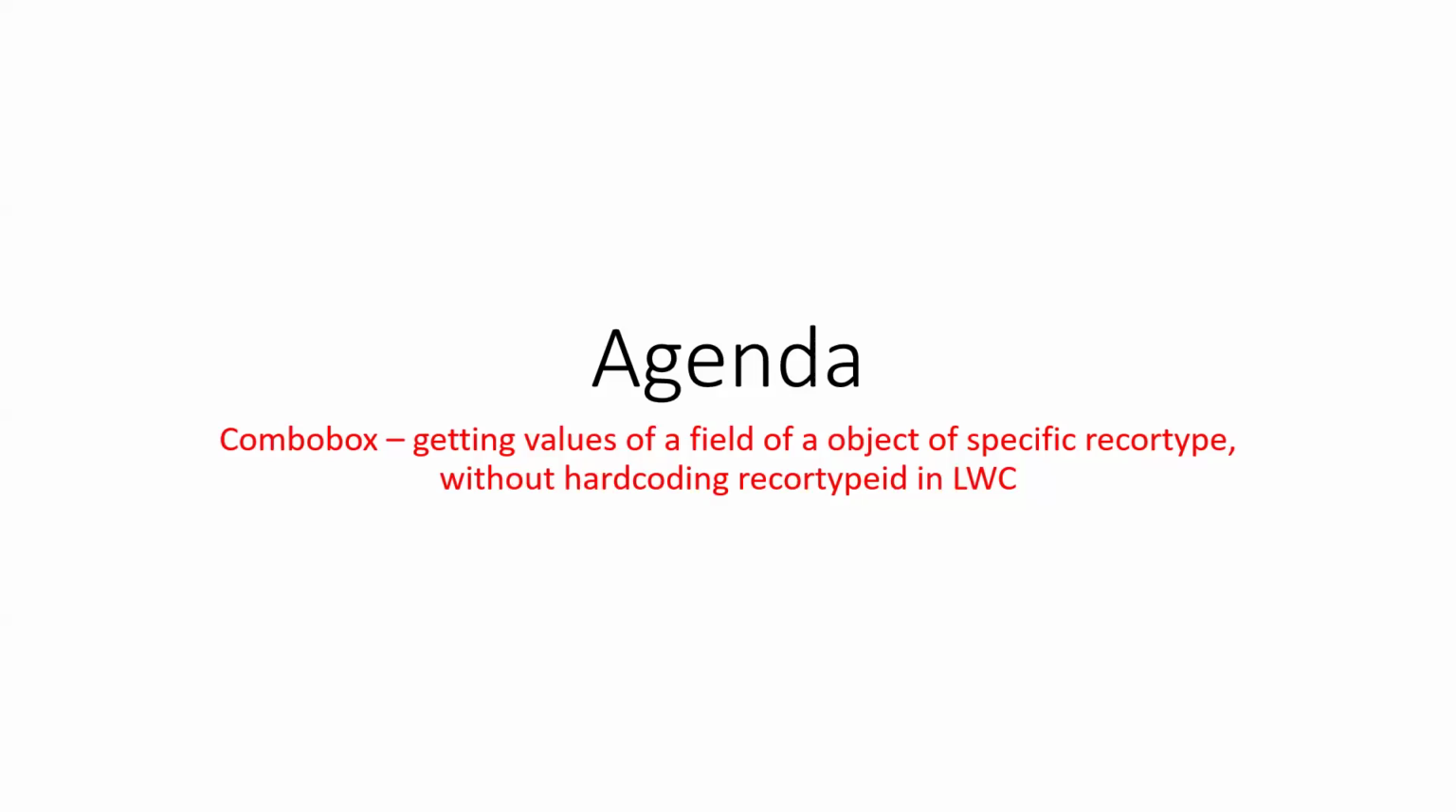But what different we are doing is, according to a specific record type, we are getting the values. So let's say industry has just three values for a particular record type of account, then we'll only get those three values in this combo box. Apart from that, we are also going to take care that we are not hard coding the record type ID in LWC. So let's quickly begin.